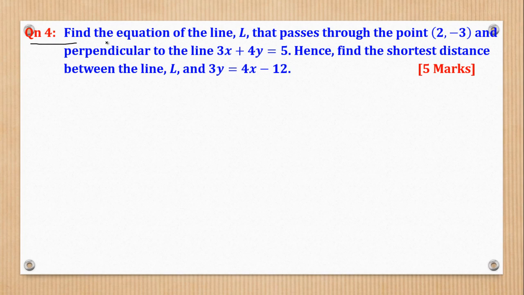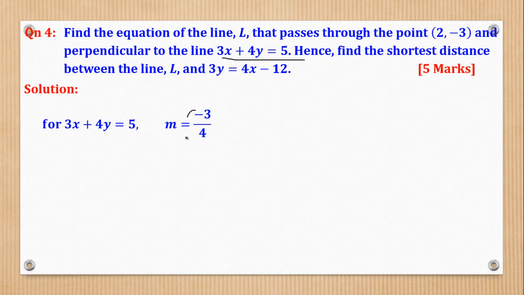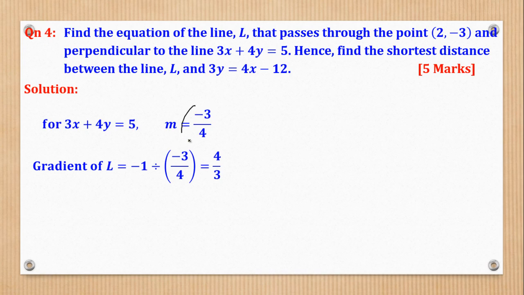Then question 4 says, find the equation of the line L that passes through the point this and perpendicular to the line this, and hence find the shortest distance between the line L and the equation that. So for this line, gradient is this, but they told us they are perpendicular. Line L is perpendicular to this line. So that means that the gradient is the negative reciprocal of this gradient, which gives you 4/3 positive as the gradient of L.